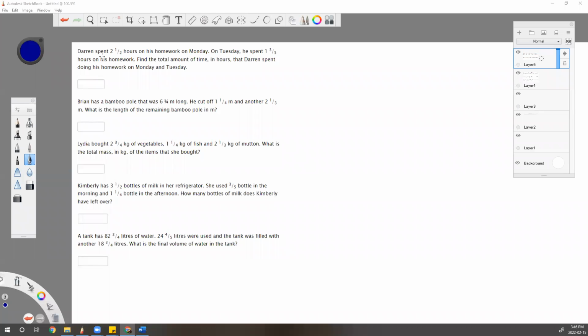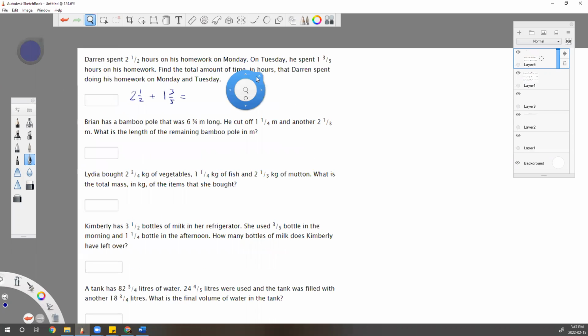Okay, let's go for number 1. Darren spent 2.5 hours on his homework on Monday. Tuesday, he spent another amount. Find the total amount of time in hours that Darren spent. Very simple. 2 1/2 plus 1 3/5, right? And then what do you need to do next? Just change into an improper fraction. So 2 times 2 is 4, 4 plus 1 is 5 over 2, plus 5 times 1, 5 plus 3 is 8 over 5.